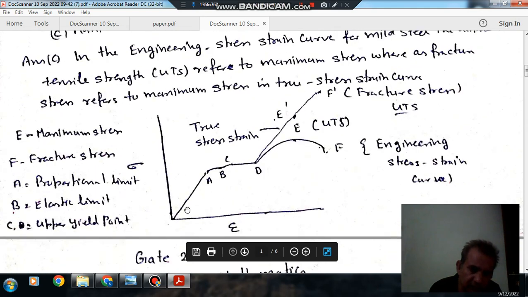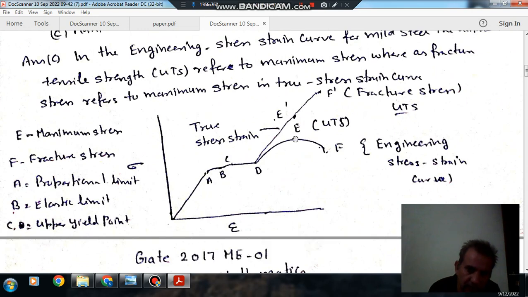So this is your engineering stress strain curve, O, A, B, C, D, E, and F. This is your ultimate stress point, and this is the maximum stress in the graph. So in case of the engineering stress strain curve, E is your maximum stress point, and that is UTS.